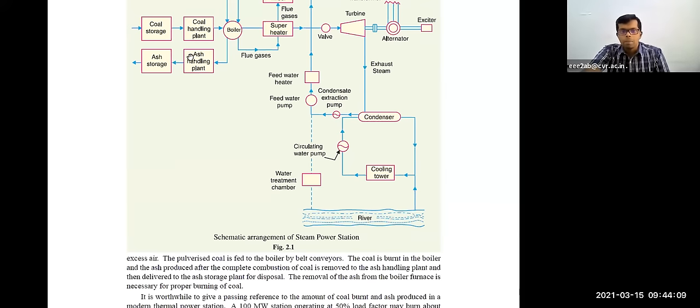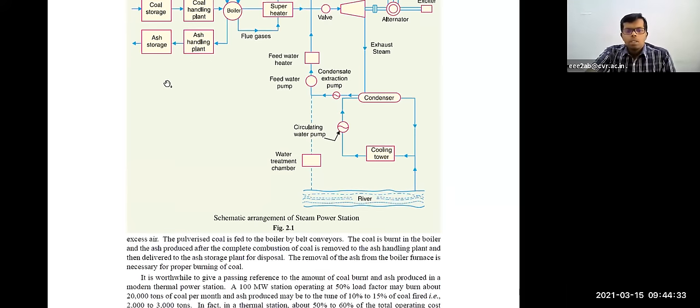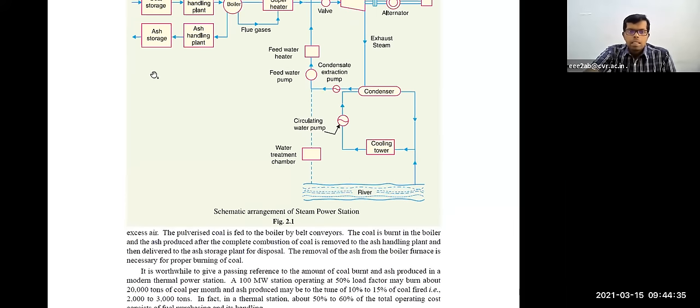Okay, so via some conveyor, the ash is being stored in some ash storage plant. That ash can be used in making cement, roads, concrete structures, something like that. They might be using that ash also. So it serves a dual purpose, because it is not simply wasted.